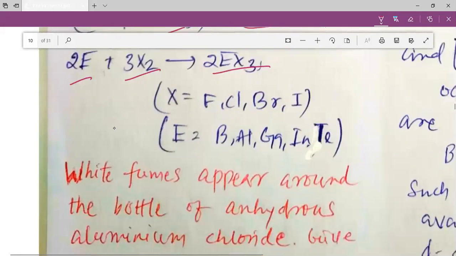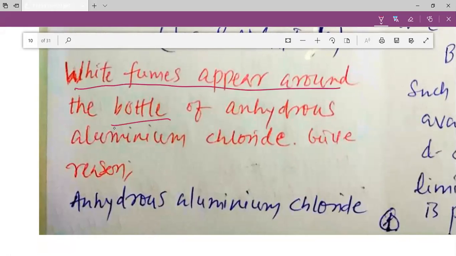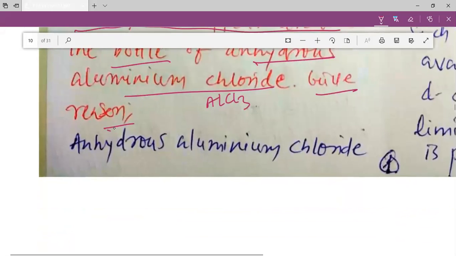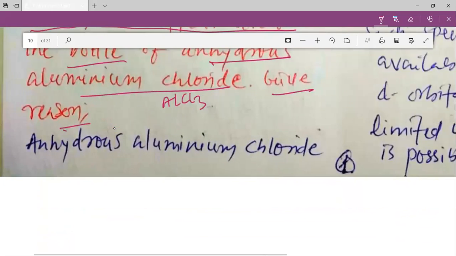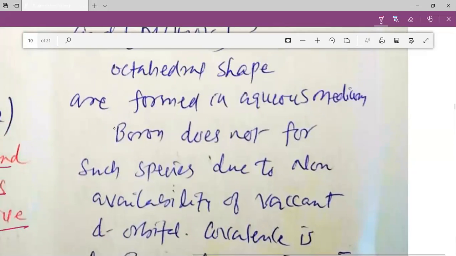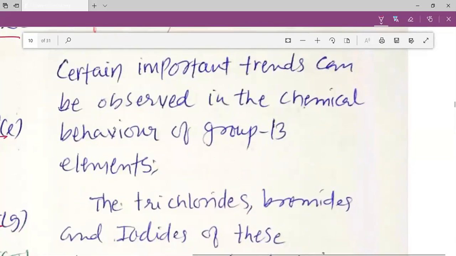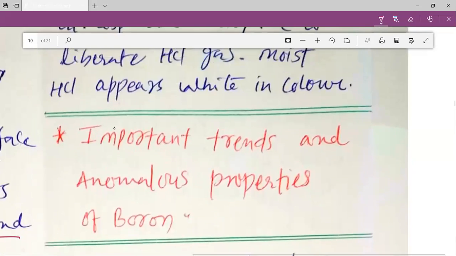Now, my dear students, we have a question here to solve so that we can understand something better. White fumes appear around the bottle of anhydrous aluminum chloride, that is AlCl3. Give reason. So whenever we see aluminum chloride in a bottle, we will see white fumes around it. What is the reason? Anhydrous means not having any water of crystallization in it. That kind of AlCl3 is known as anhydrous AlCl3.